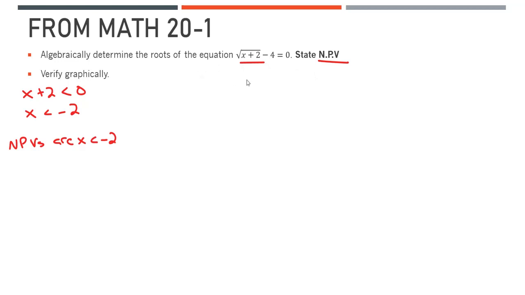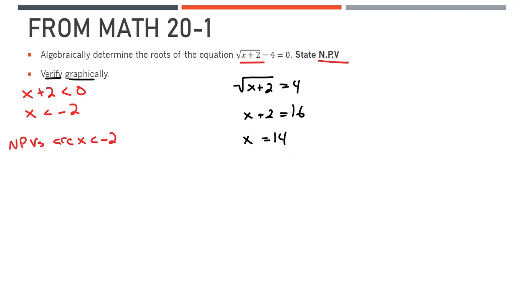Okay, now we need to solve this. Well, I'm going to add 4 to both sides because I need to isolate that radical. Then I'm going to square both sides. So I get x plus 2, and I get 16. Subtract 2 from both sides, and I get 14. Now it says to verify graphically. I'll let you do that.